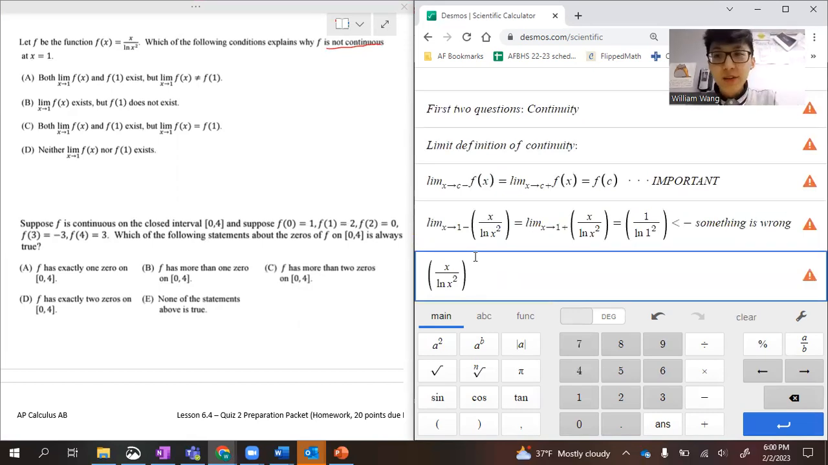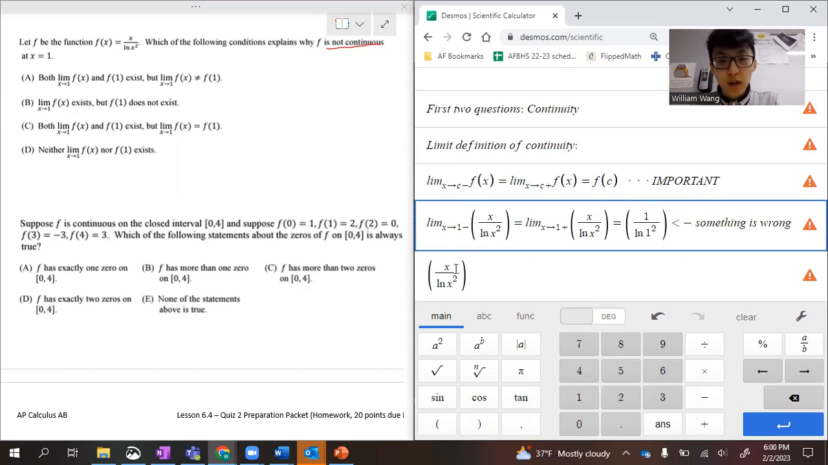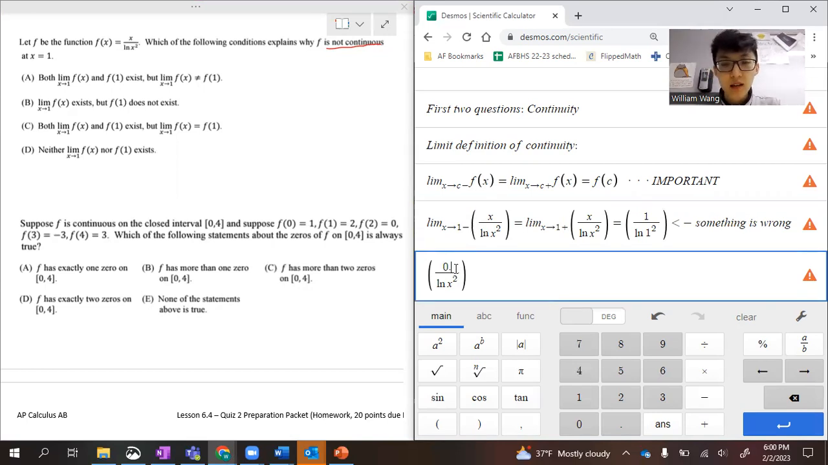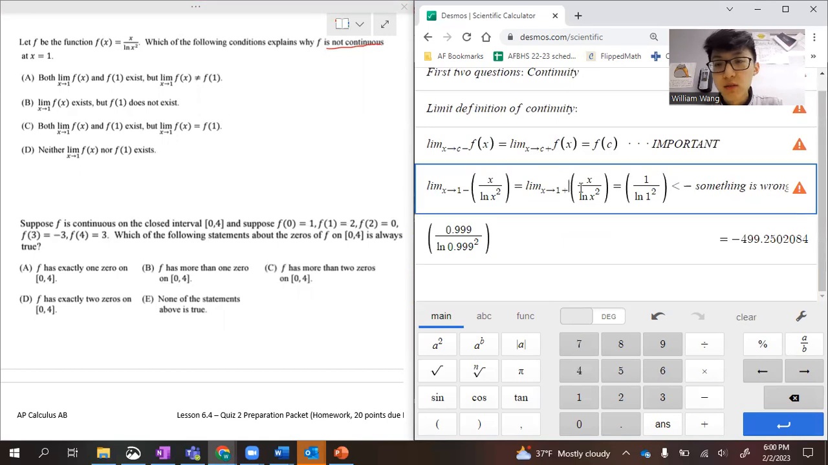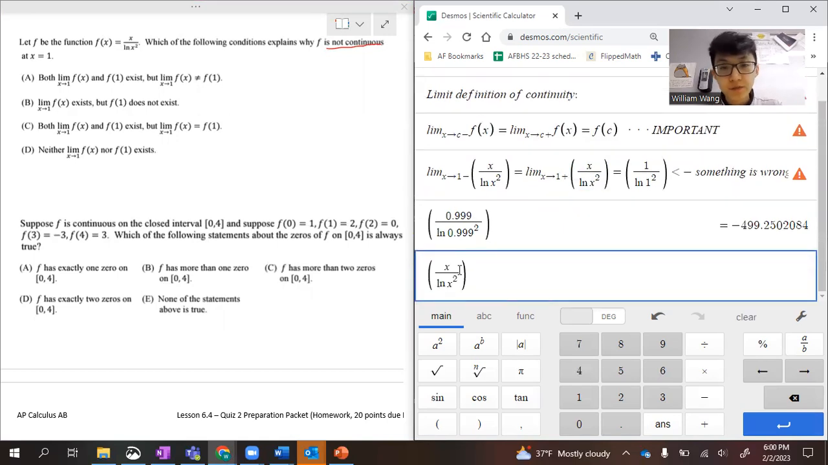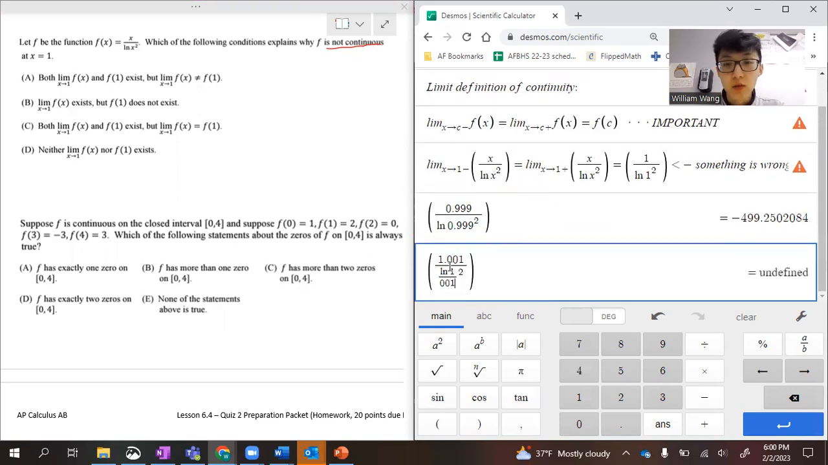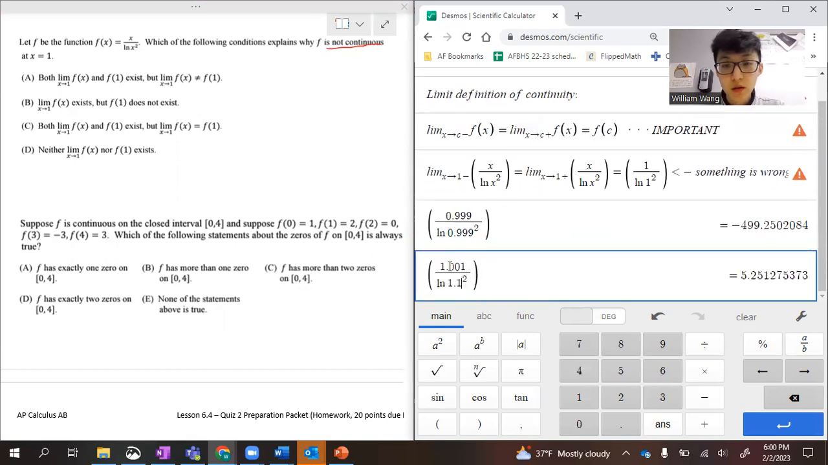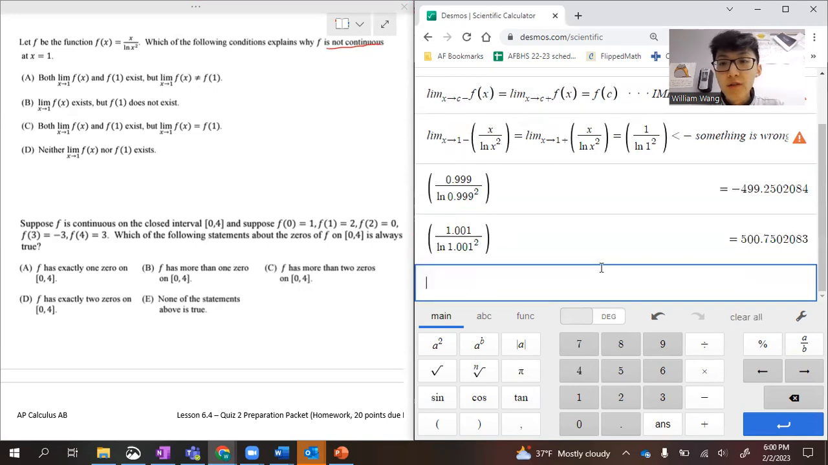here's one way I could think about it. Let's say I have a calculator. I could choose a value from the left. So the way I did it, let's try 0.99 or even 0.999. 0.999, that's my value from the left. From the right, so let's see what my limit is approaching. Let's try 1.001.